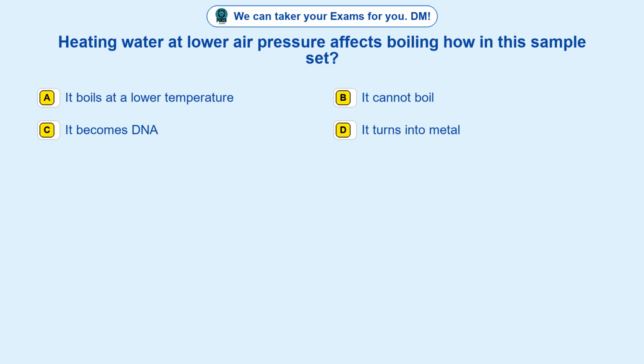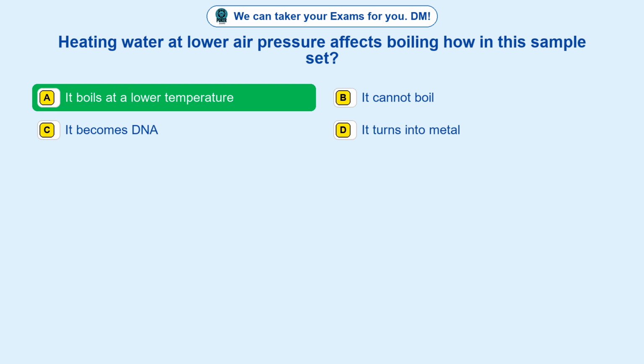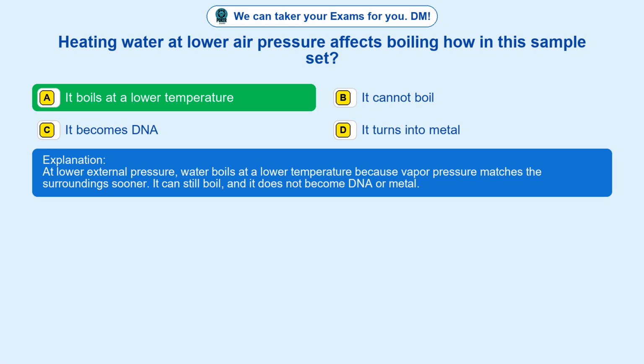Question 48. Heating water at lower air pressure affects boiling how in the sample set? Option A. It boils at a lower temperature. Option B. It cannot boil. Option C. It becomes DNA. Option D. It turns into metal. The correct answer is option A. It boils at a lower temperature. At lower external pressure, water boils at a lower temperature because vapor pressure matches the surroundings sooner. It can still boil, and it does not become DNA or metal.